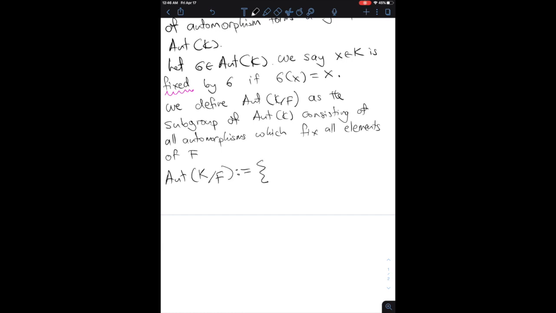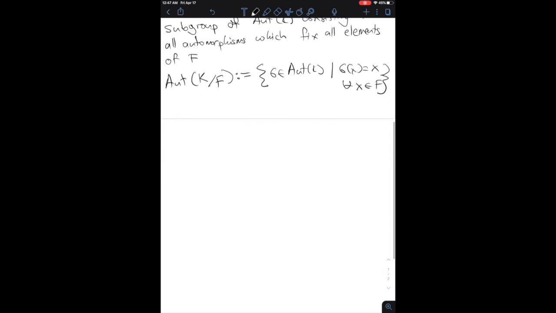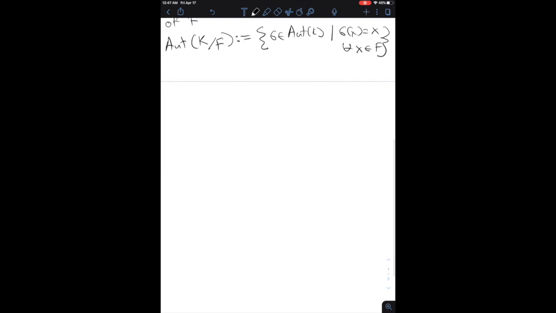So in symbols, Aut K over F is defined to equal the set of all elements sigma in Aut K such that sigma x equals x for all elements x in F. So it's the set of automorphisms which fix the ground field F.